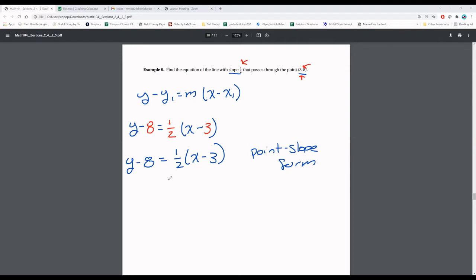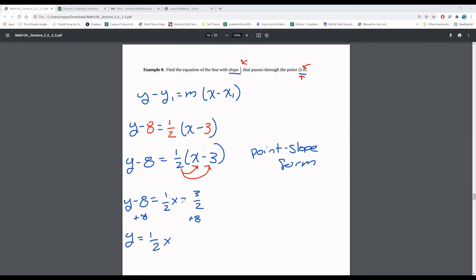We can change this to slope-intercept form. In fact, we can simply solve for y. First thing I will do is distribute this multiplication. I have a multiplication here. I can distribute through the parentheses. That'll give me 1/2 x minus 3 times 1/2 is 3/2. Should add 8 to both sides. To clear that up, that gives me 1/2 x.